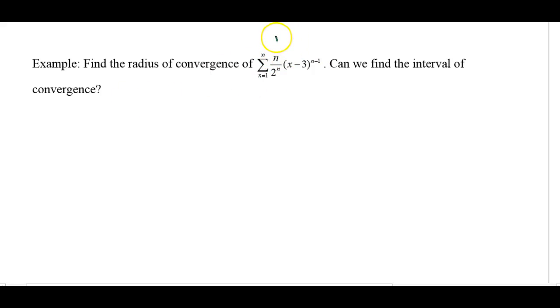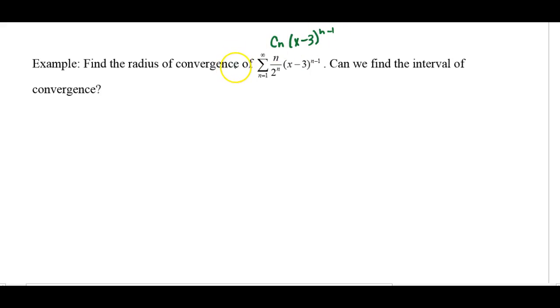So this is an example where c sub n is not a constant. So n over 2 to the n is not a constant. And then this is (x minus 3) to the n minus 1. So this is of the right form because my index starts at 1. So that's why my exponent here is to the n minus 1.